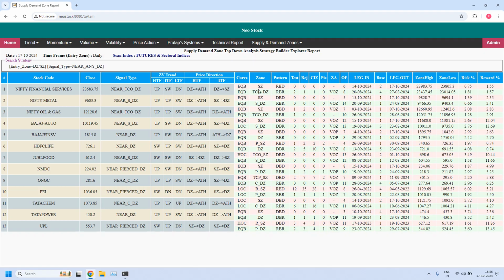So let me check once again quickly. NIFTY Metal is an index. Bajaj Auto is the first one, valid. Jubilant Food is valid. ONGC is valid, not pierced. Tata Chem is invalid because it is pierced. So we have identified only 3 valid high liquidity daily demand zones from this list. That means they can be planned for trades. But remember, if you don't find a fine-tuned 5-minute zone, that cannot be a tradable stock.